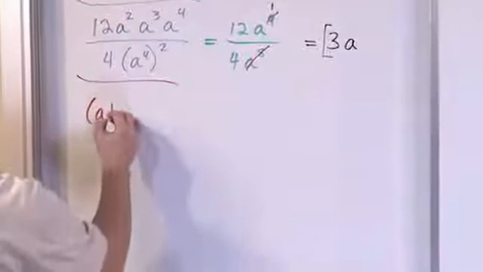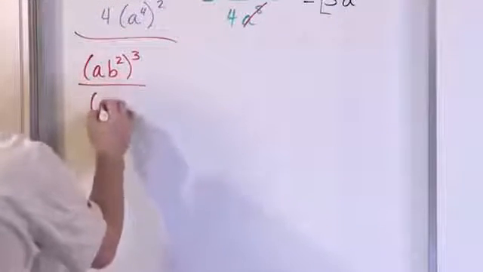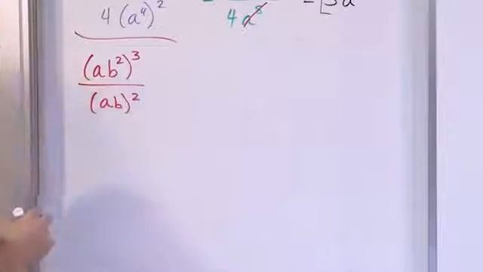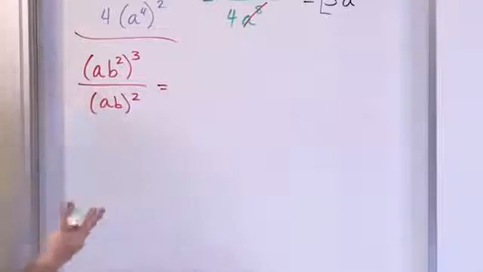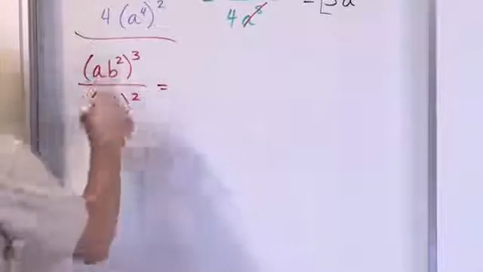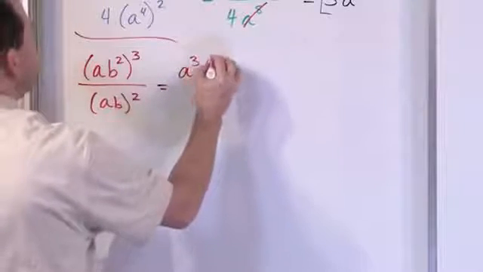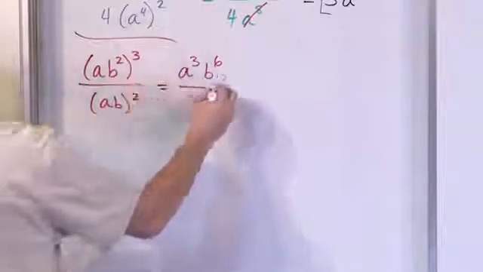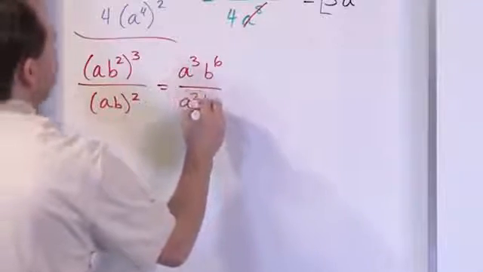What about a times b squared, raised to the third power, divided by a times b, raised to the second power? All right, we can't do anything inside because we have a times b. They don't match at all, but we can distribute this exponent in. So what we're going to have is a cubed b to the 6th power, because 3 times 2 is 6, 3 times 1 gives us 3. And here I'm going to have a squared b squared.